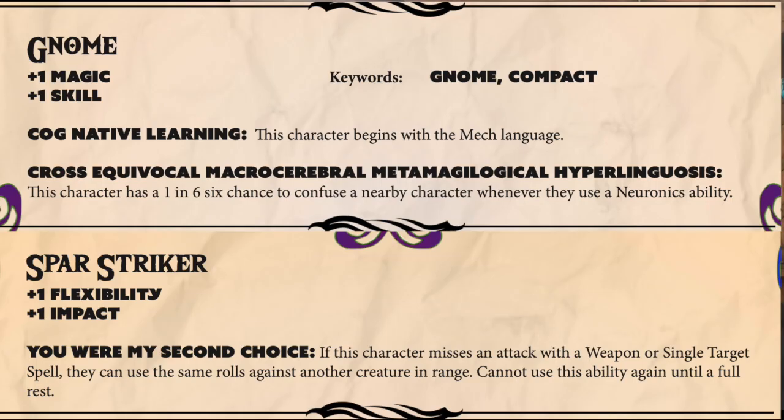Alright, the Gnome Spar Striker. Now a Spar Striker is essentially an MMA fighter, and again here, starting with the mech language seems like it's more someone who is technically, mechanically savvy, and then also the cross-equivocal macrocerebral metamagilogical hyperlinguosis. This is where I thought that immediately, and then the AI confirmed my thoughts, which was that this would be a great match for Hope Van Dyne the Wasp.